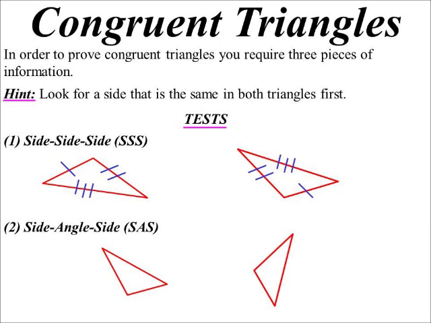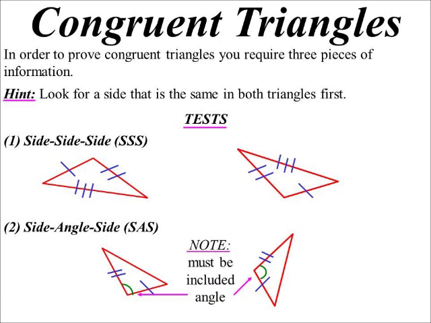Take away one of the sides, now it becomes an angle. So that's where we get side, angle, side. Oh, look, that side's the same. So is that one. But it can't be any angle. That's why we write it as side, angle, side, to highlight the angle's got to be between the 2 equal sides. The technical name for that is the included angle.